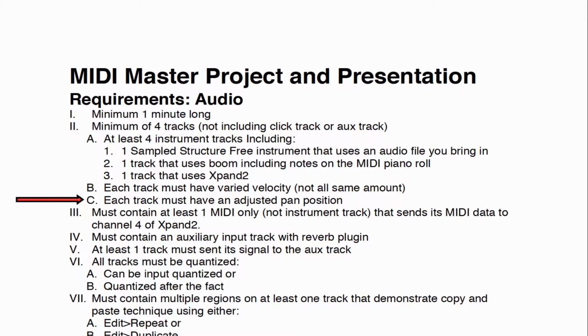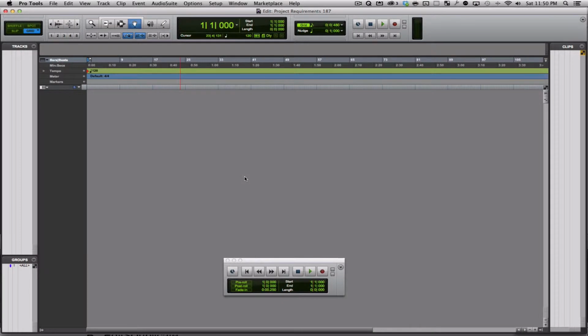On part C, it says each track must have an adjusted pan position. Pan means the placement of audio in the stereo field. How far left is it in the speaker? Or how far right is it in the speaker? So let's look at those at the moment.